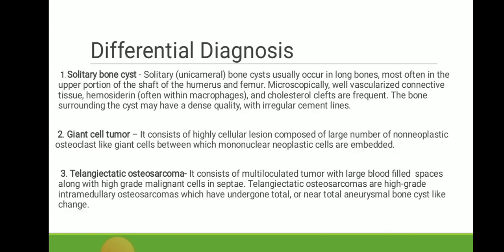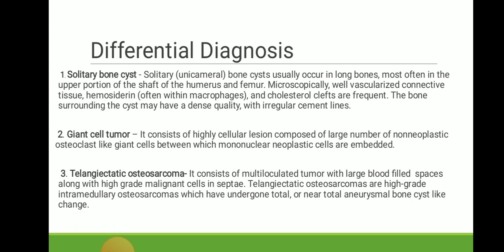Coming to differential diagnosis, solitary bone cyst. Solitary bone cyst usually occurs in long bones, most often in the upper portion of the shaft of the humerus and femur. Microscopically, well vascularized connective tissue, hemosiderin and cholesterol clefts are frequent. The bone surrounding the cyst may have a dense quality with irregular cement lines.